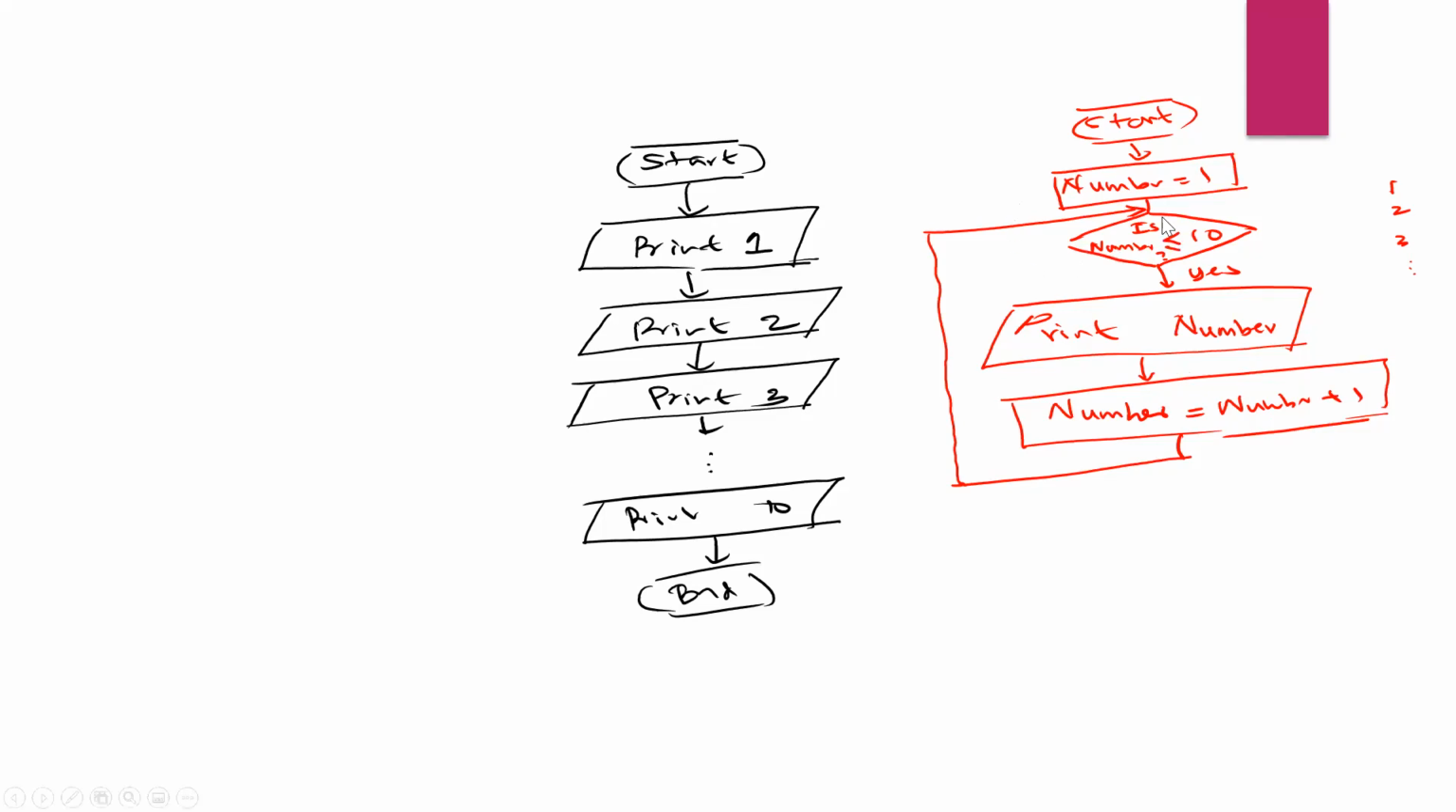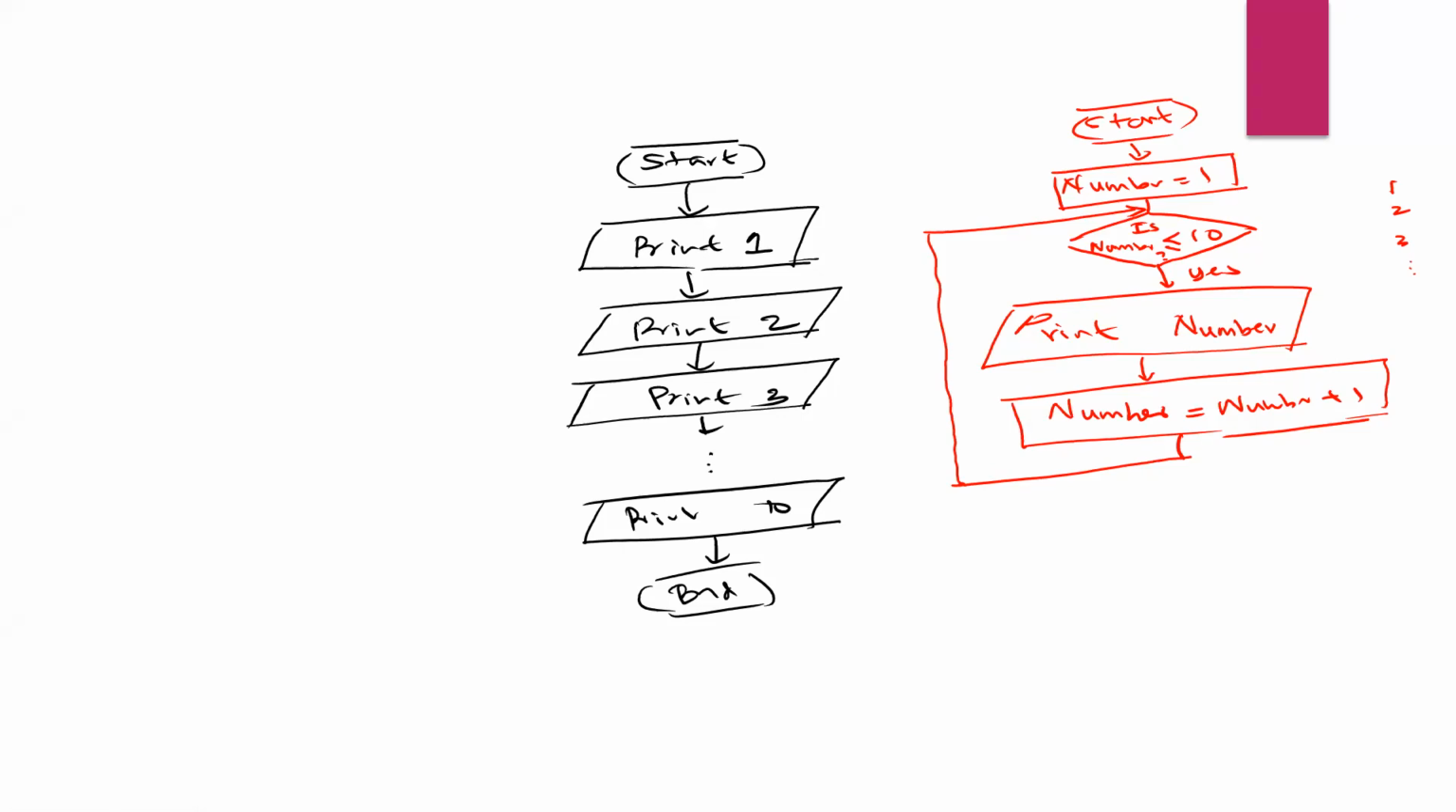Let's look: the number is 1. Now I'm checking, is the number less than or equal to 10? Yes. Is the number less than 10? Yes. There, 1 is printed. Let me write it down: 1 plus 1 to the current value. Now it is 2 and it goes back up. Is 2 less than or equal to 10? Yes, it is. So you print 2, then 2 plus 1, number becomes 3.